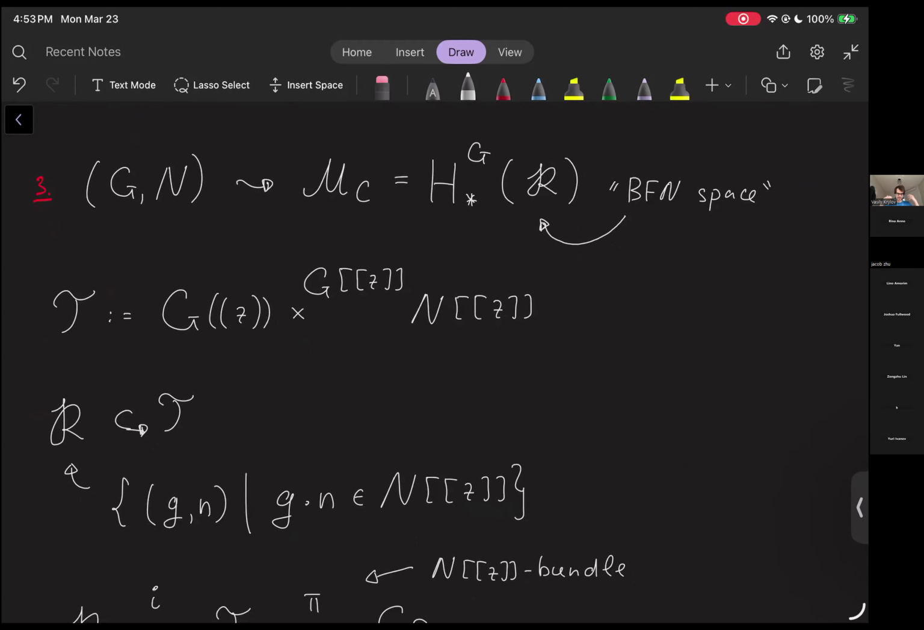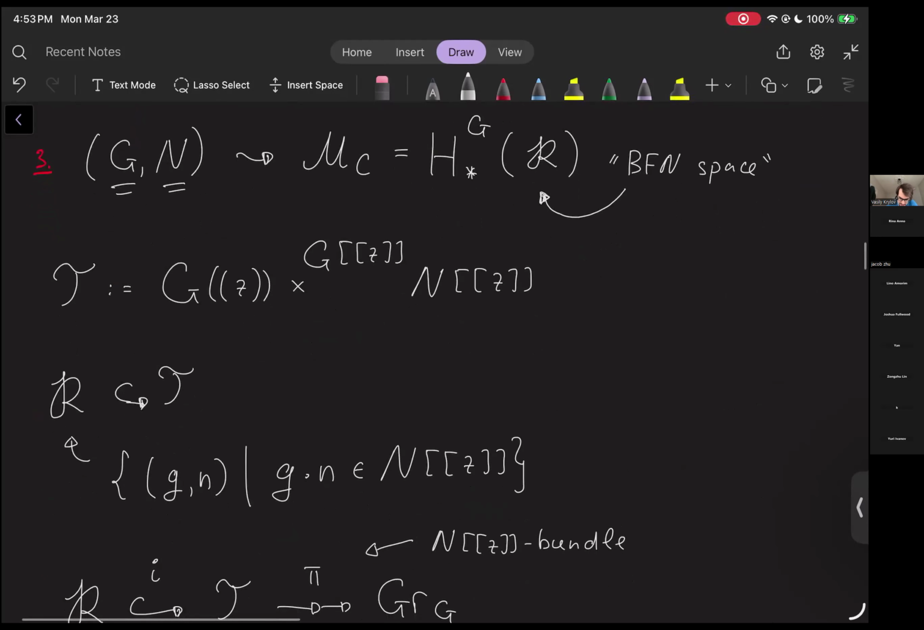Okay, and now the final step, arbitrary G, arbitrary representation. In this case, the Coulomb branch will be equivariant homology of some space R, the so-called BFN space. Let me briefly explain this space. The first step is the following: we construct the space T, the induced representation. So we take G of Z, product with N of Z, over G of double bracket Z.